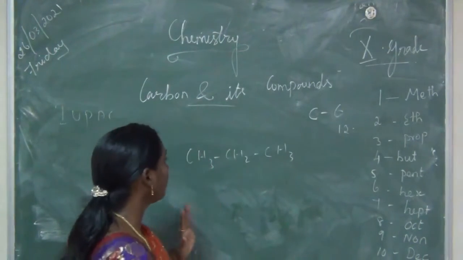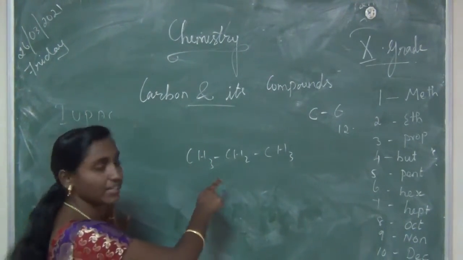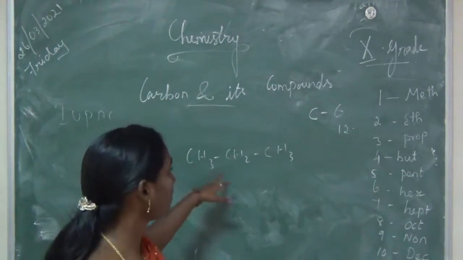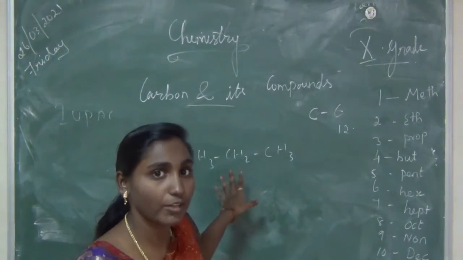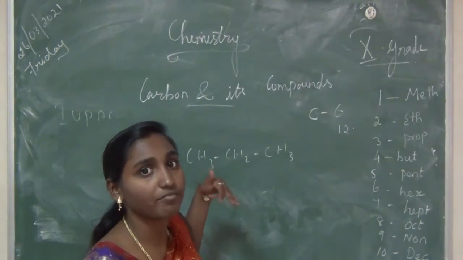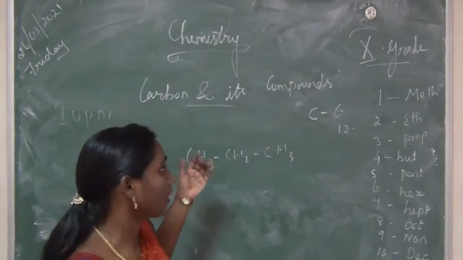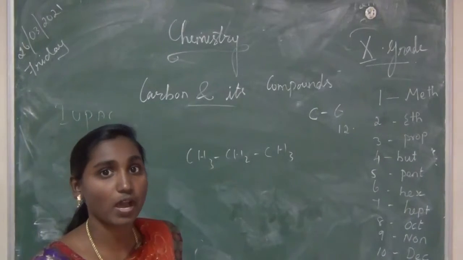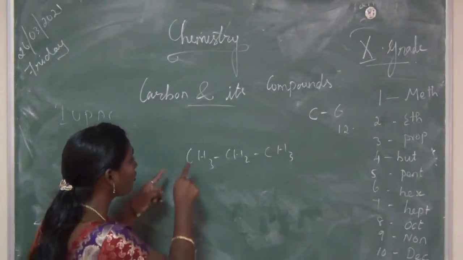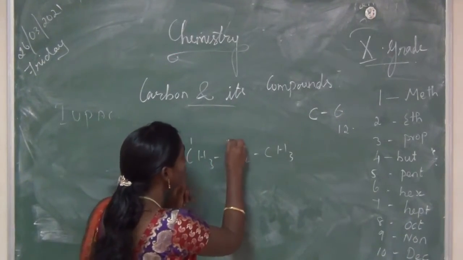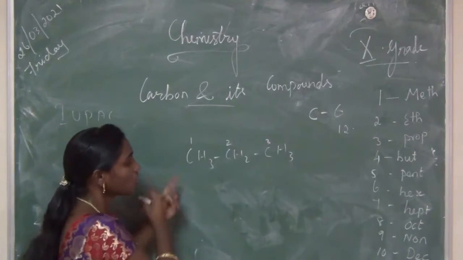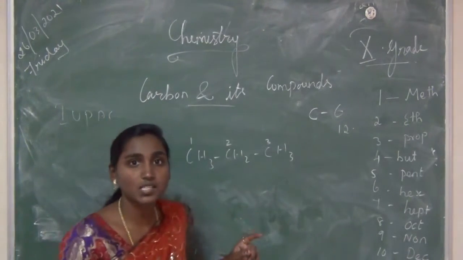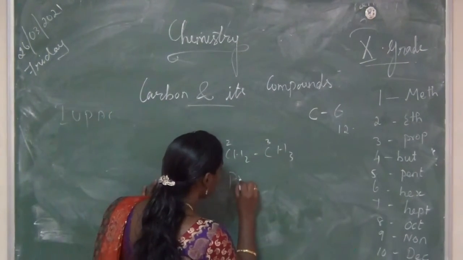So here, see how many carbon atoms there are? 1, 2, 3. Can you find out the IUPAC name for this compound? You all know how to find it, right? Take a rough note and try to find it out. Okay, I will explain. Here, how many carbon atoms? 1, 2, 3 carbon atoms. So 3 means what is the root word? Prop. The root word is prop. So we can write prop.